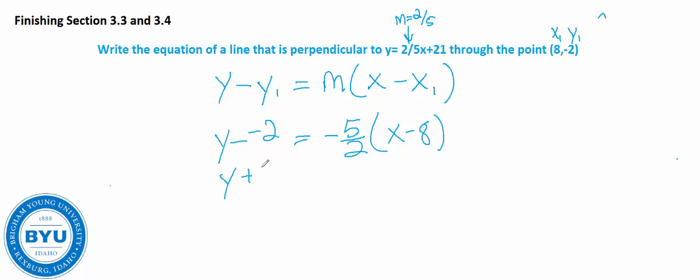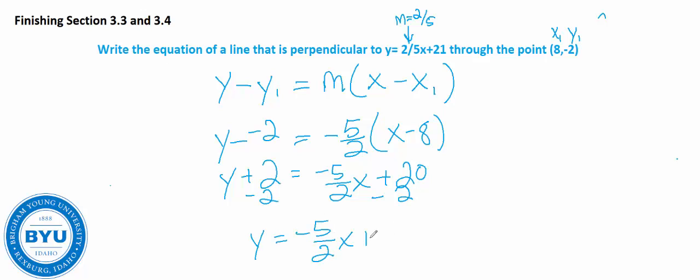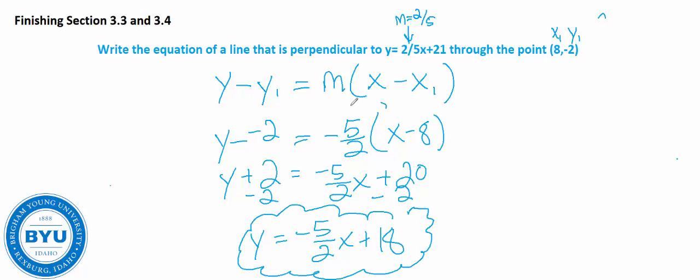So that's y plus 2 equals -5/2 times (x minus 8), which is -5/2 x plus 20. Yeah, cool. I'm going to go ahead and minus the 2 over. I get y equals -5/2 x plus 18. Okay. So that right there would be our answer if they wanted it in y equals mx plus b form. If they wanted it in point slope form, we could have just left it like this.